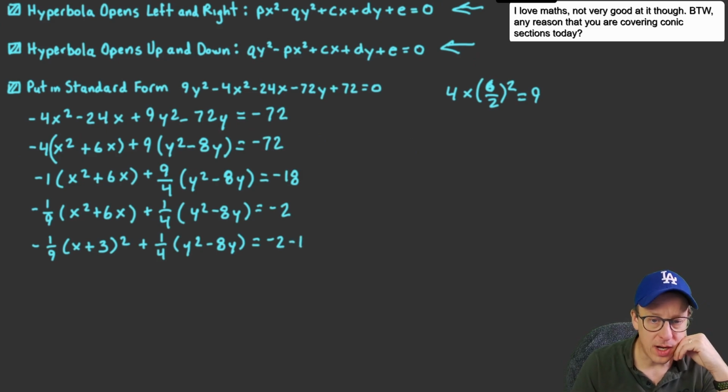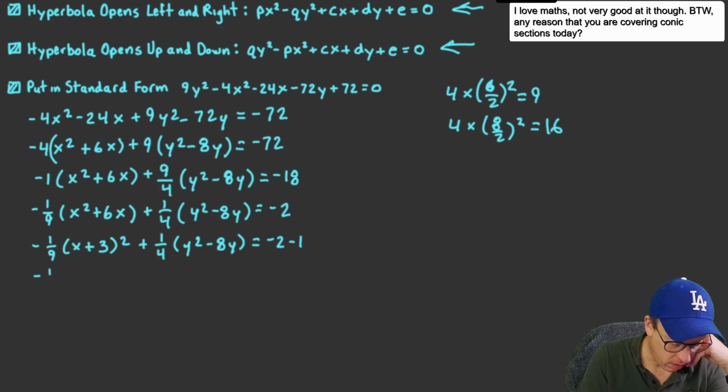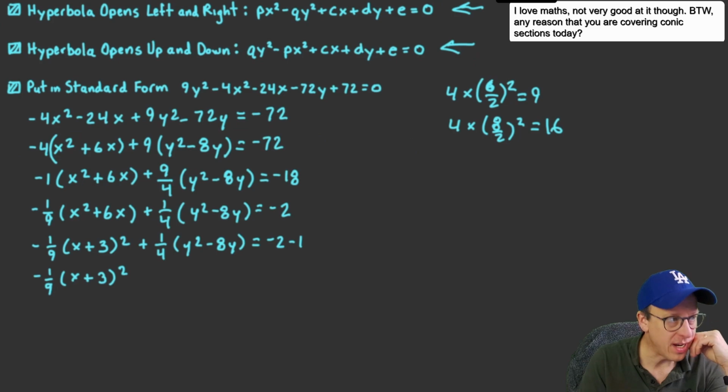Okay? And then we need to complete the other square, and we're going to go 4 times 4y, and this will be 8 over 2 squared, which is going to end up being equal to 16. And then this is going to end up being equal to negative 1 over 9. It's just rewriting the same stuff over and over again, (x + 3)^2. I'm taking this the long way so that it's more understandable, and I'm explaining all the individual steps. You could, of course, do this a lot quicker.